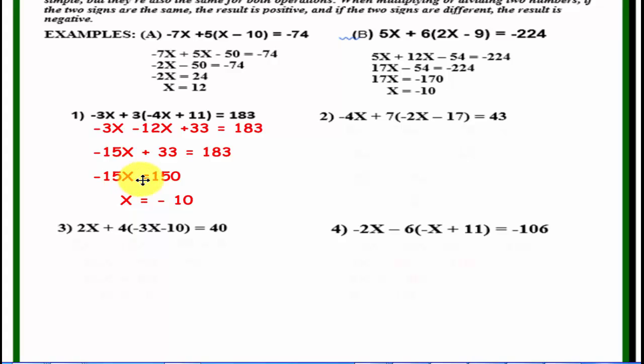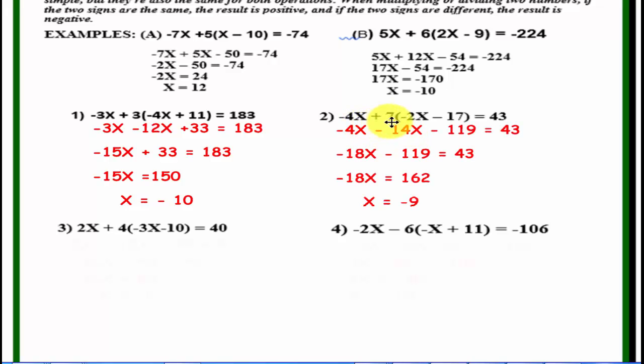Negative 15x equals 150. How does that come about? Well, we subtract 33 from this side and 33 from that side. And then we divide 150 by negative 15, and so x equals negative 10. Okay, let's look at this one.